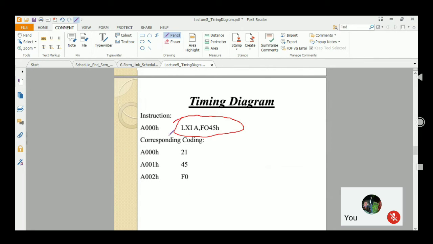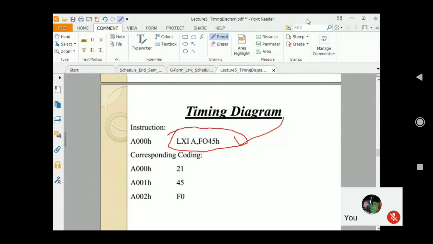There is some mistake here. Can you find the mistake here? LXI A, F045H. I did not rectify that. There is an error in this instruction. Can you find it out? Anyone? One error is there. Anyone?